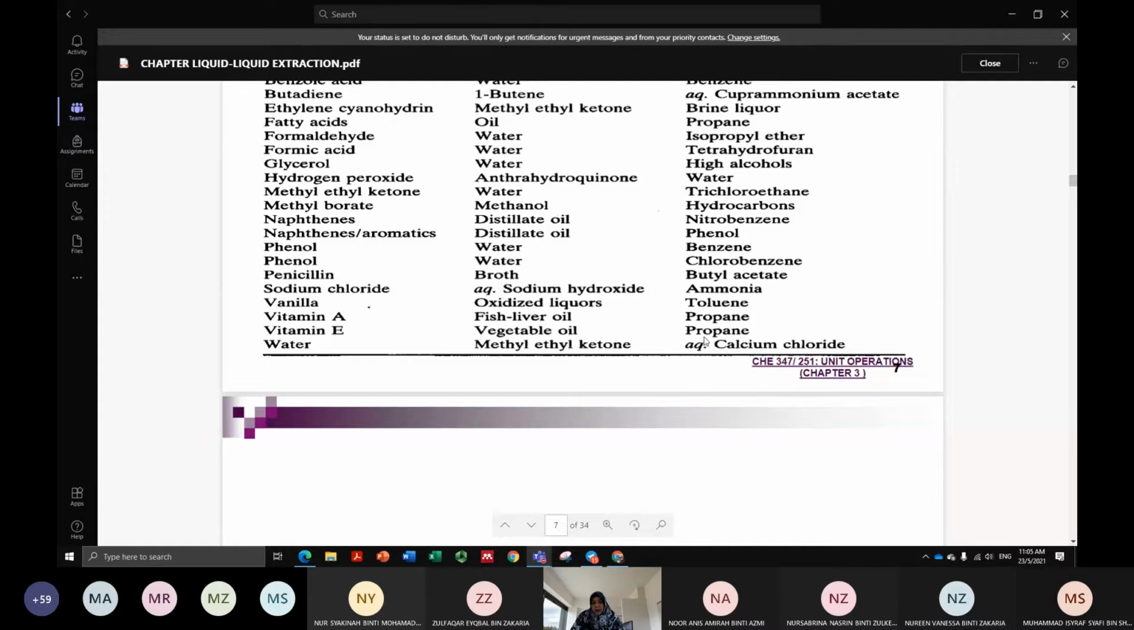So later, when you have your product or your extract, which consists of vitamin E and propane, this product will undergo another separation process, so that only vitamin E can be produced, or you can separate vitamin E from the propane or from the solvent.